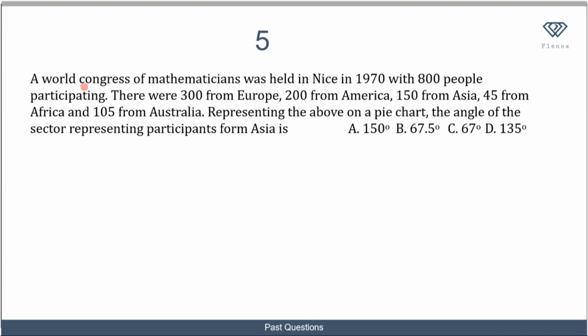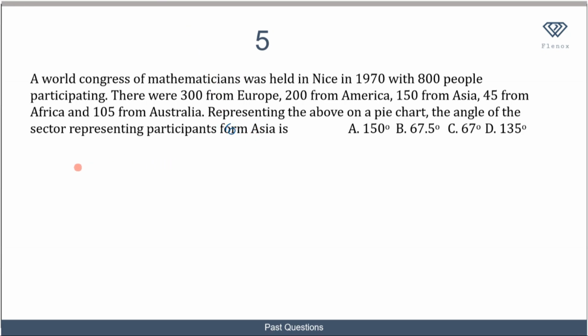Here we are told that a World Congress of Mathematicians was held in Nice in 1970 with 800 people participating. There were 800 from Europe, 200 from America, 150 from Asia, 45 from Africa, 105 from Australia. Representing the above on the pie chart, the angle of sector representing participants from Asia is, this is a typo over here, you're supposed to have from Asia is.